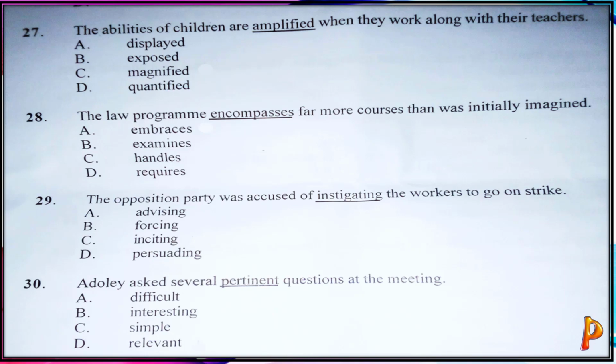Question 27. The abilities of children are amplified when they work along with their teachers. A. The abilities of children are displayed. B. The abilities of children are exposed. C. The abilities of children are magnified. D. The abilities of children are quantified. The correct answer to this question is answer space C. The abilities of children are magnified when they work along with their teachers.